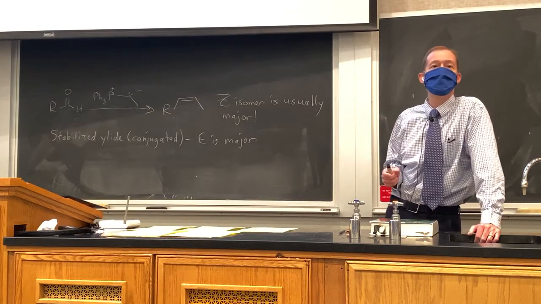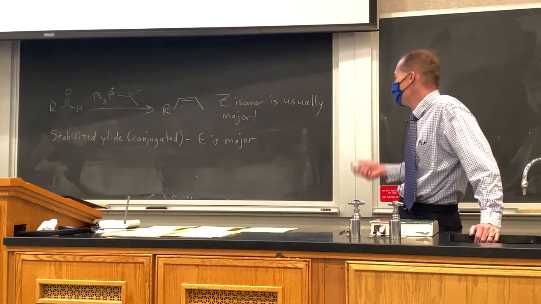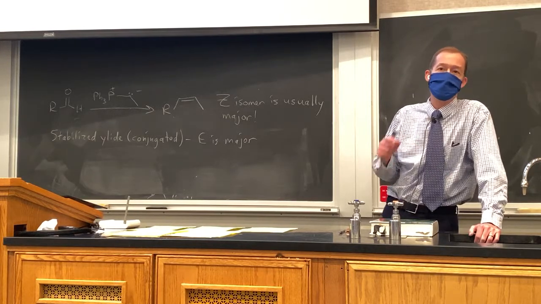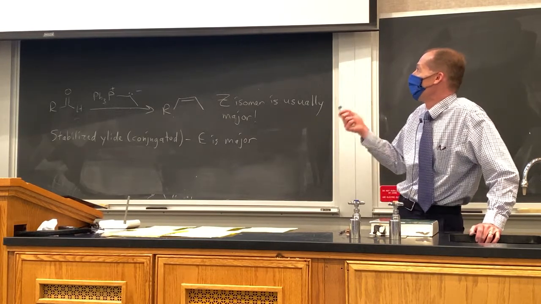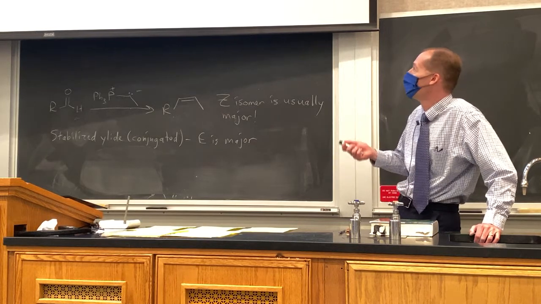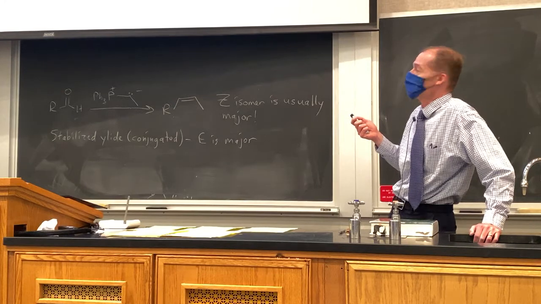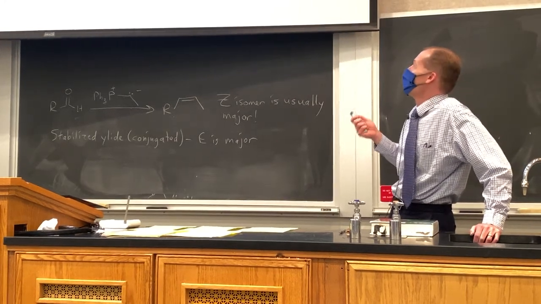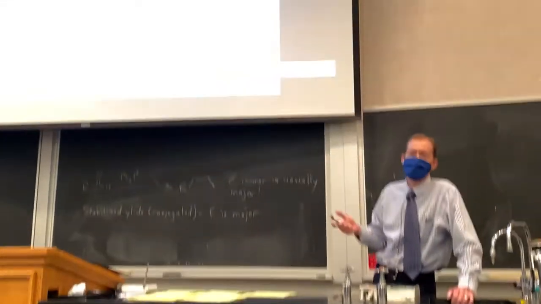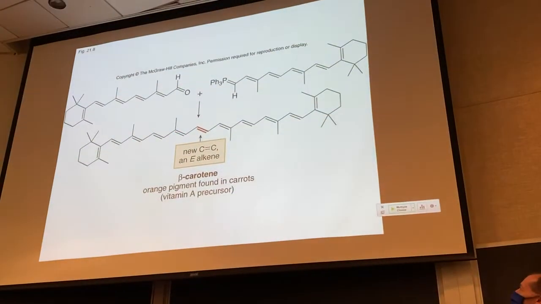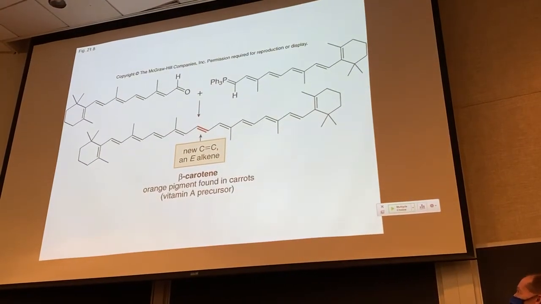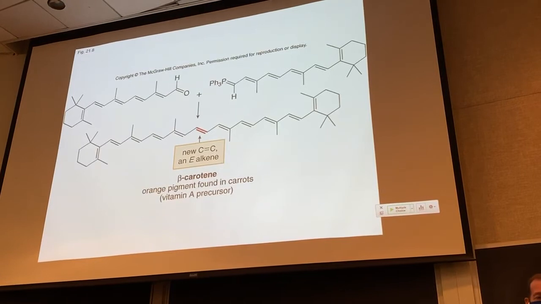So whenever we are using a stabilized ylide, the E isomer is going to be the major product, as evidenced by this reaction here. This is a good example in the book. Here we have a stabilized ylide, conjugation of the carbon-phosphorus double bond with numerous alkenes in this case. And you see that the new alkene that is formed is indeed E. It's in the E configuration.